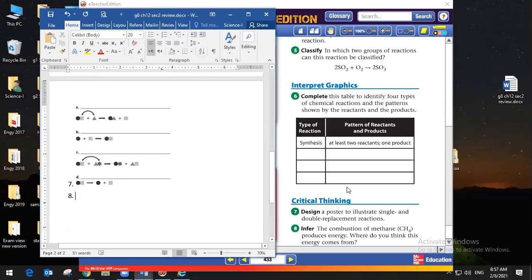So infer the combustion. Infer that the combustion of methane produces energy. Where do you think this energy comes from? So what do you think, guys? Here it says the combustion of methane. Methane is burning, it reacts with oxygen and produces carbon dioxide, water vapor, and energy. So what do you think? From where does this energy come or get produced?